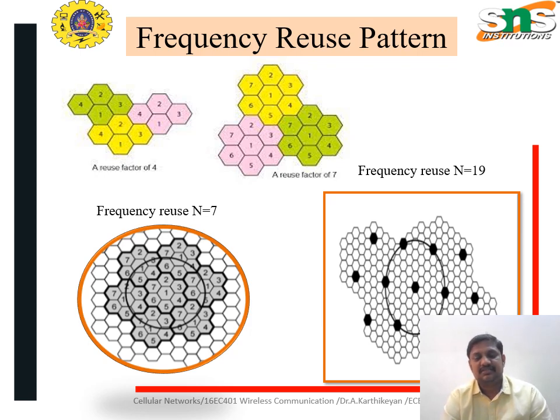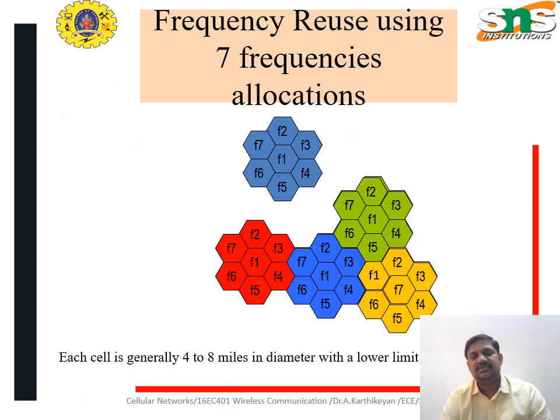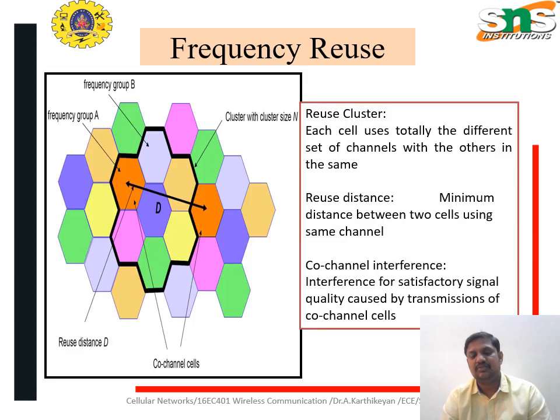This is the frequency reuse concept as used in the cellular frequency reuse pattern. For the frequency allocation, the 7 frequencies are allocated like F1, F2, F3, F4, F5, and so on. We have several frequency ranges with different frequencies available. Generally a diameter of 4 to 8 miles with a lower limit will be possible to cover.